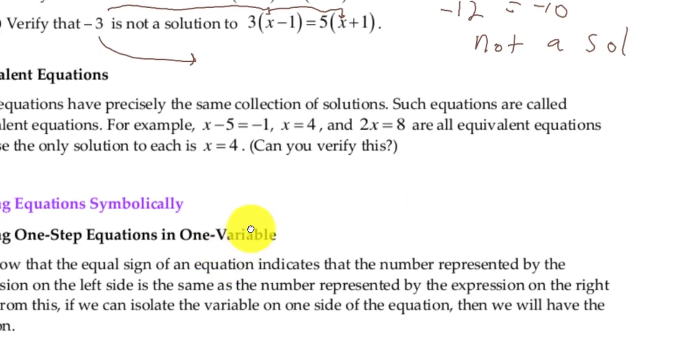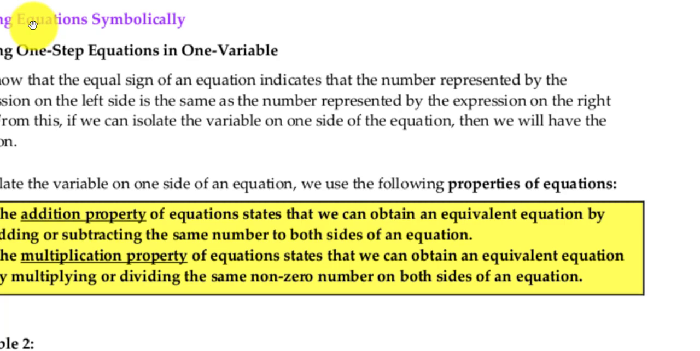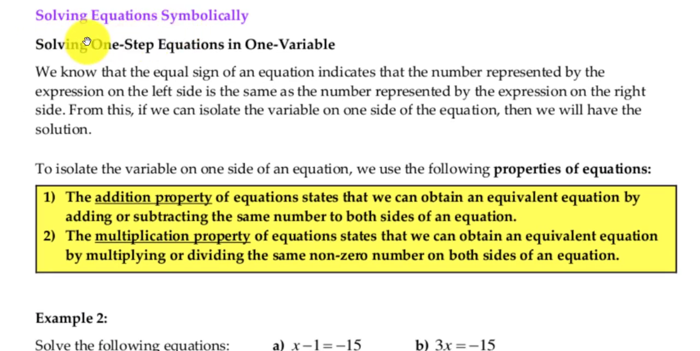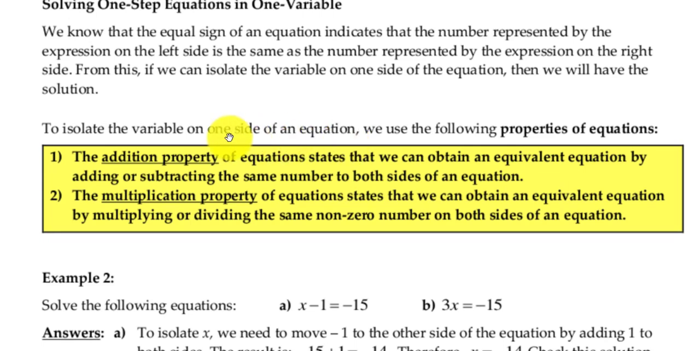Next, we're going to try to solve equations symbolically. All right, so we're going to solve equations symbolically, and it talks about one-step equations. So some of the rules are we're going to try to isolate the variable on one side of the equation, and we can do that using either the addition property of equations and then the multiplication property of equations. And really, you could do addition or subtraction and multiplication or division.